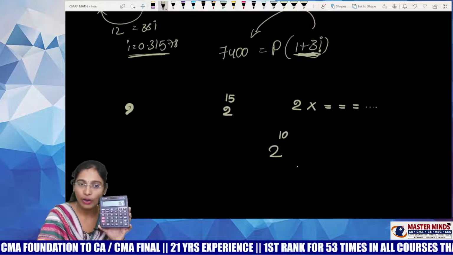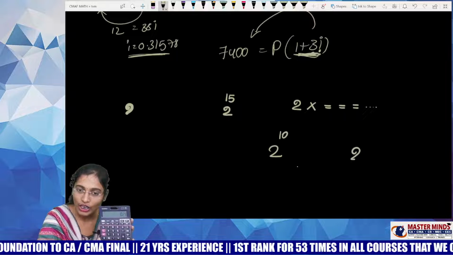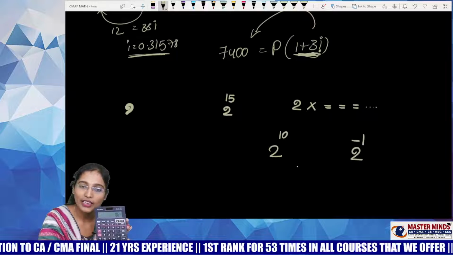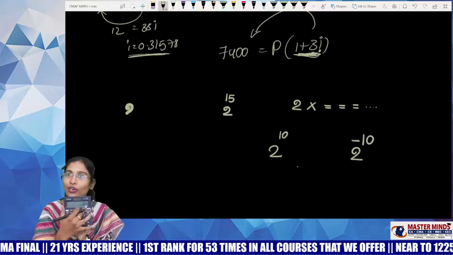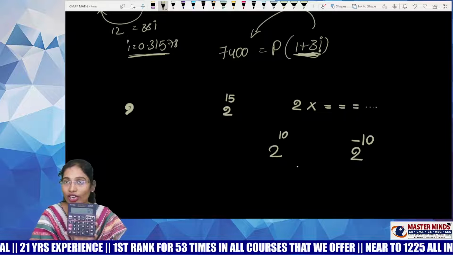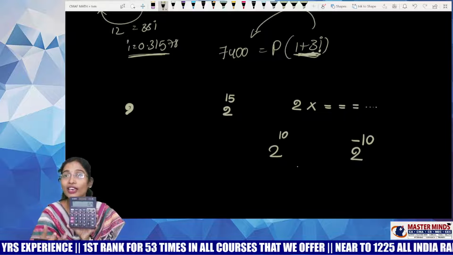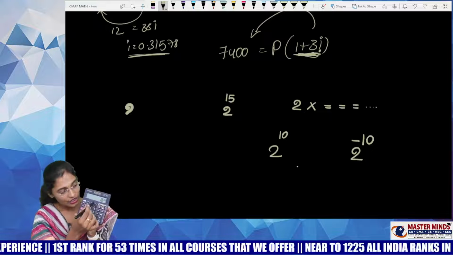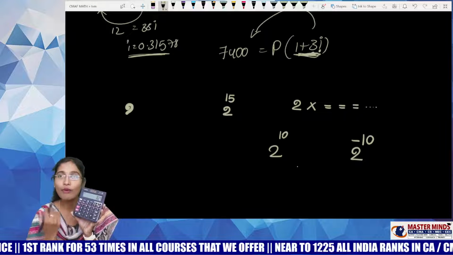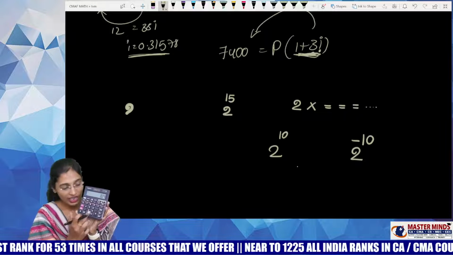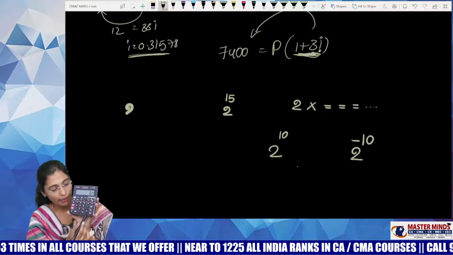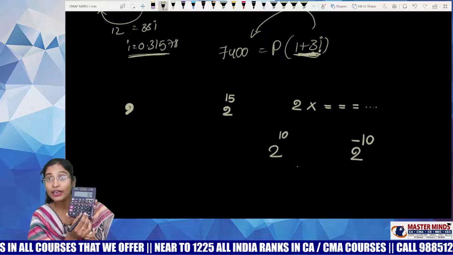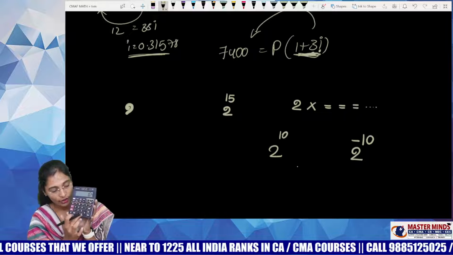Now let me tell you one more thing. Suppose I wanted to calculate 2 power minus 10. Listen to me. First of all, calculate 2 power 10, which I just taught you. Since you already have 2 power 10, 2 power minus 10 means inverse. Inverse calculation has just 2 steps, guys. Just enter divided by, equals to. Let me repeat. Divided by, equals to.